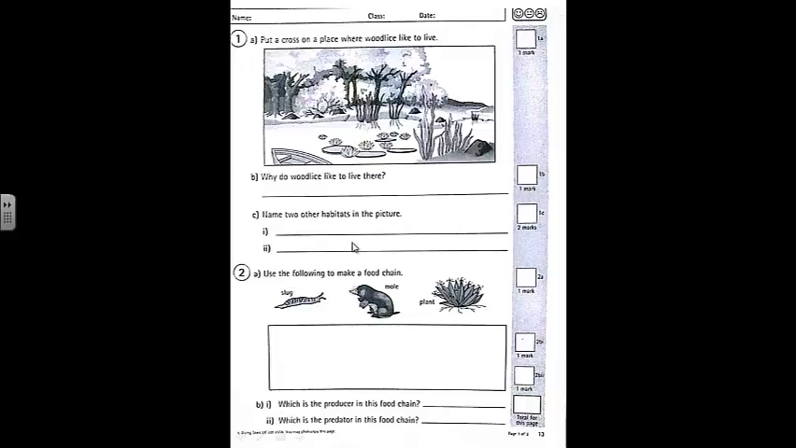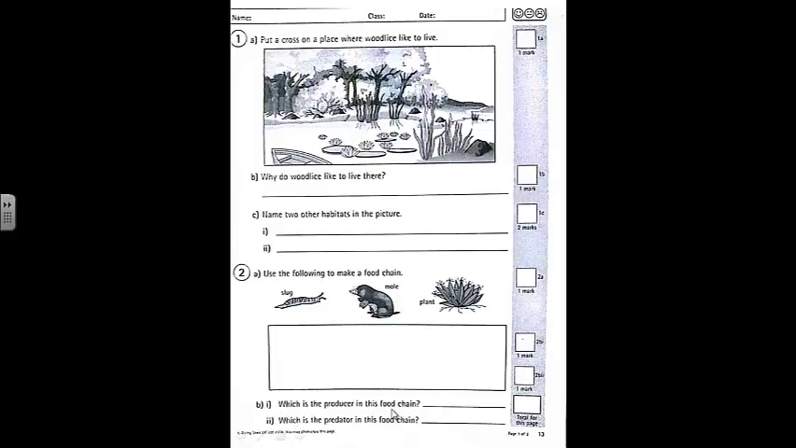Name 2 other habitats in this picture. Pond habitat and grassland, mountains, under rock, so many different. Use the following to make a food chain. Slug, mole, plant. Any food chain must start with the plant, then arrow to the slug, then arrow to the mole. Plant will be eaten by the slug, and then the slug will be eaten by mole.